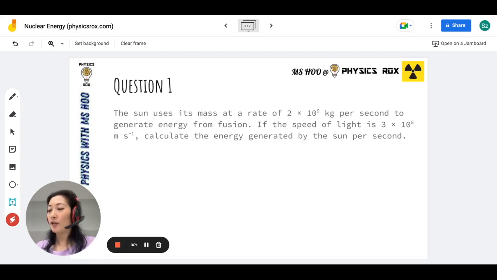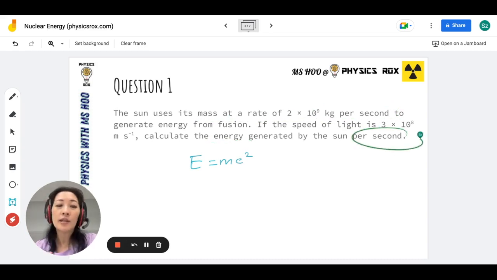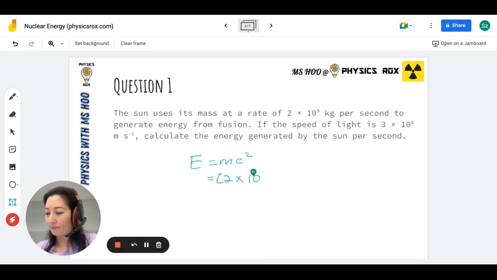So to solve this question, we just need to use the formula of E equals mc squared. So I'm going to write that out here. I'm going to use a different color just to make it pop. So E equals mc squared. So in this case, we are calculating the energy produced. Now, although they've given us the mass at kg per second, it just means every second this much mass is being used. And they are asking how much energy is generated per second. So we're just going to use the mass every second. In this case, 2 times 10 to the power of 9.